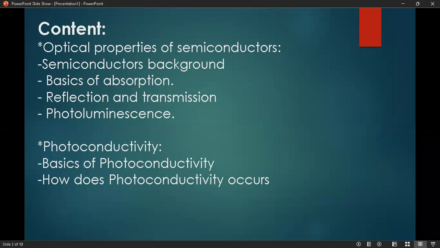The second part of our presentation will be about photoconductivity. We'll explain the basics of photoconductivity and how photoconductivity occurs.